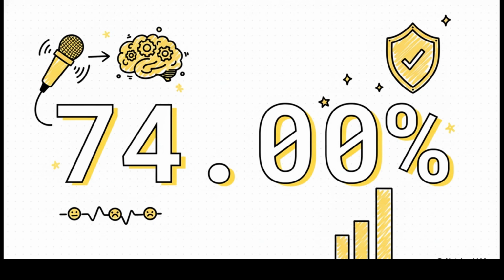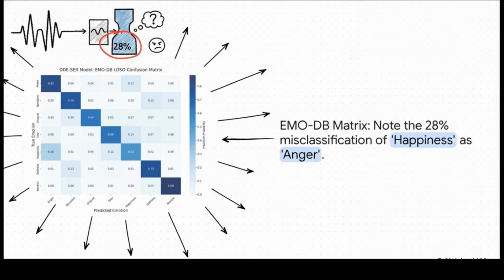So on the benchmark German EMO-DB dataset, under these really tough conditions, the DDE-SER framework achieved a solid overall accuracy of 74.00%. Let's look a bit closer at this confusion matrix from the EMO-DB dataset. Now, notice that even with this advanced architecture, the model still mistakes happiness for anger about 28% of the time. Now, this doesn't mean the model failed. What it does is confirm just how difficult that high arousal bottleneck problem truly is from an acoustic standpoint. The key takeaway is that this architecture is starting to mathematically pull them apart, and that's a huge step forward.